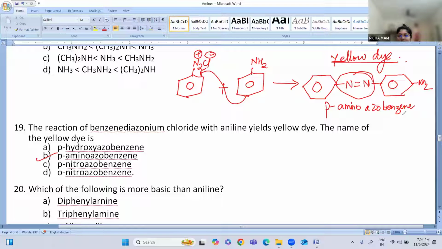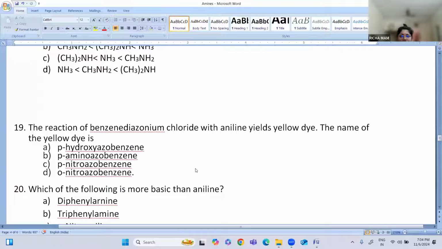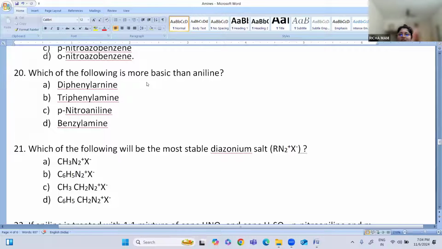Okay, let us go for the next one. Which of the following is more basic than aniline? Which of the following is more basic than aniline, students? A, diphenylamine.